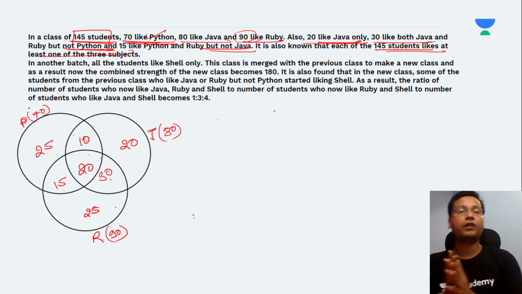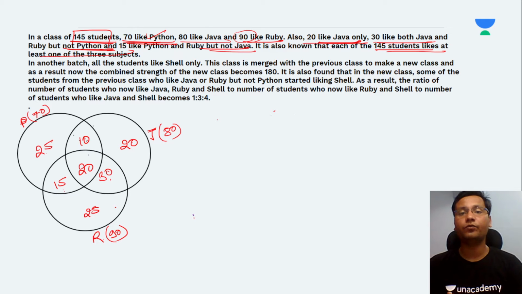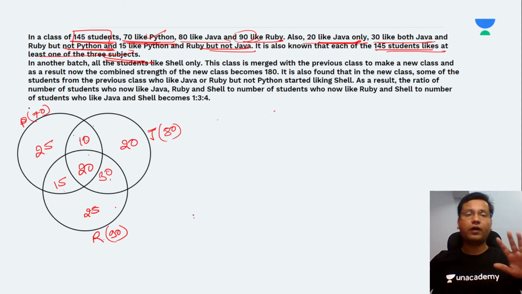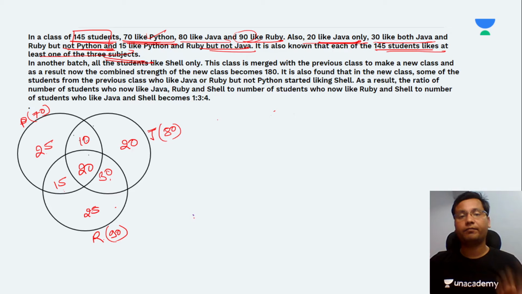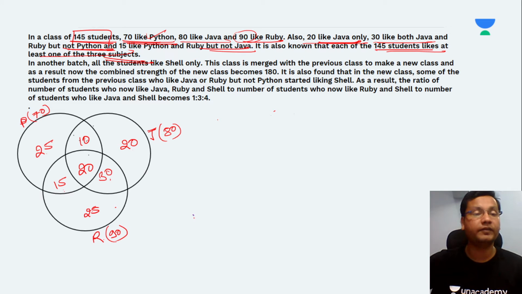So we have a total of 145 students. 70 like Python, 80 like Java, 90 like Ruby, 20 like Java only, 30 like both Java and Ruby but not Python, 15 like Python and Ruby but not Java. And it is also known that each of the 145 students likes at least one of the three languages. So we are done with the first paragraph, but the set is not yet done.